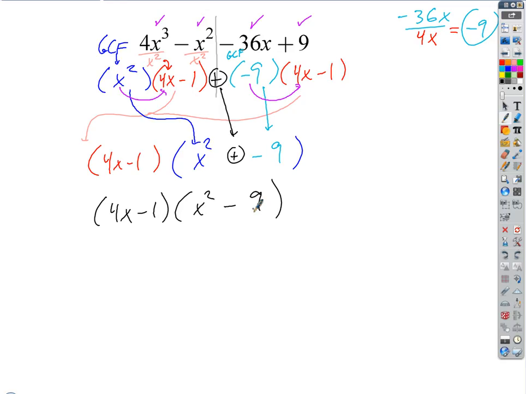I can. It's two terms. And so if it's going to go further, I just have to see if it's going to match one of my patterns, right? Which pattern does that match? X, or a squared minus b squared. Yeah, it matches a difference of squares, right?